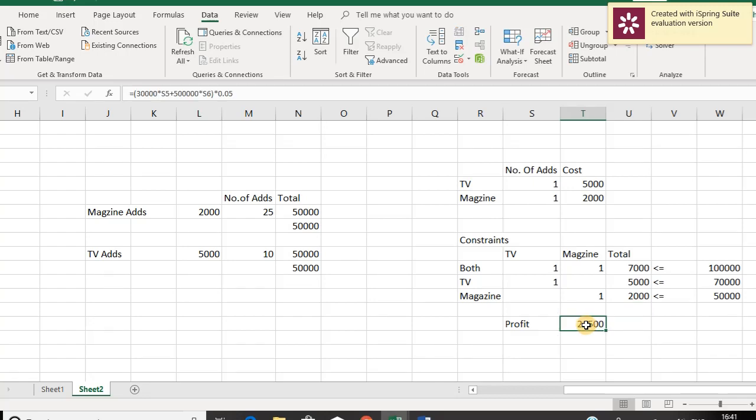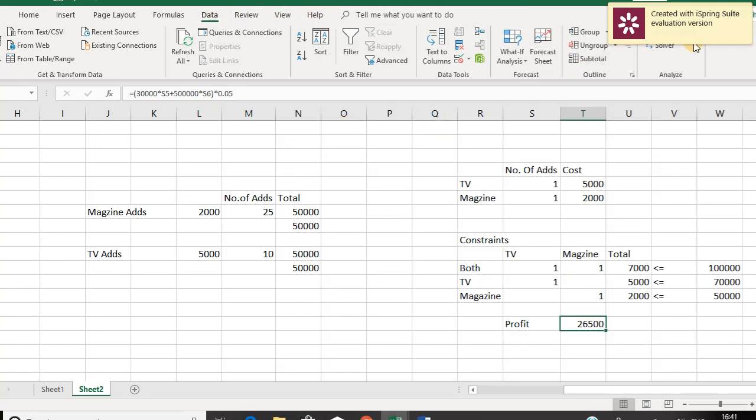And the profit is 0.05 profit on each, so 0.05 into 3 lakh cells times the number of ads on TV, plus 5 lakh cells times the number of ads on magazine. So let's go to Solver.